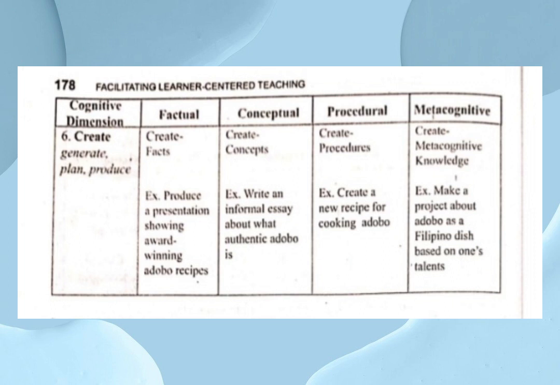Cognitive dimension. Create, generate, plan, produce. Factual. Create facts. Example, produce a presentation showing award-winning adobo recipes. Conceptual. Create concepts. Example, write an informal essay about what authentic adobo is. Procedural. Create procedures. Example, create a new recipe for cooking adobo. Metacognitive. Create metacognitive knowledge. Example, make a project about adobo as a Filipino dish based on one's talents.